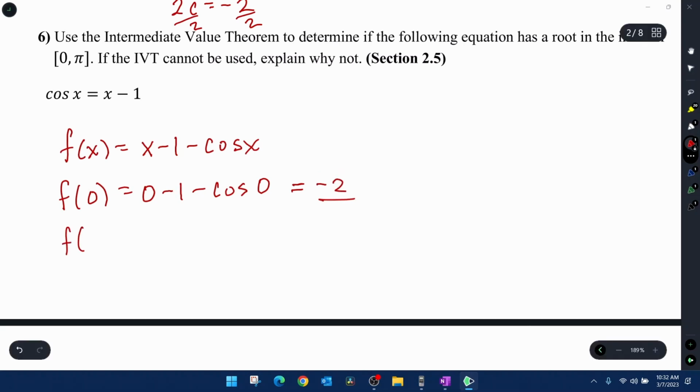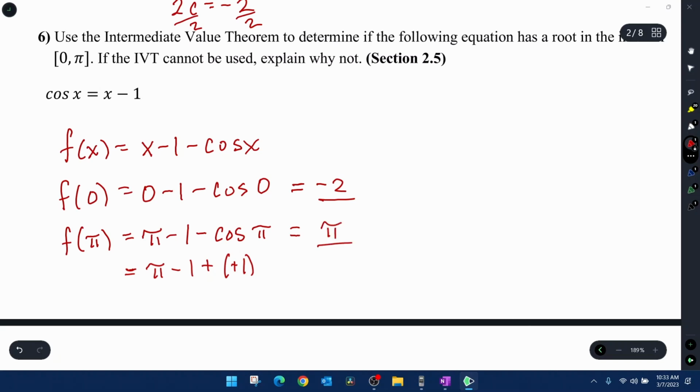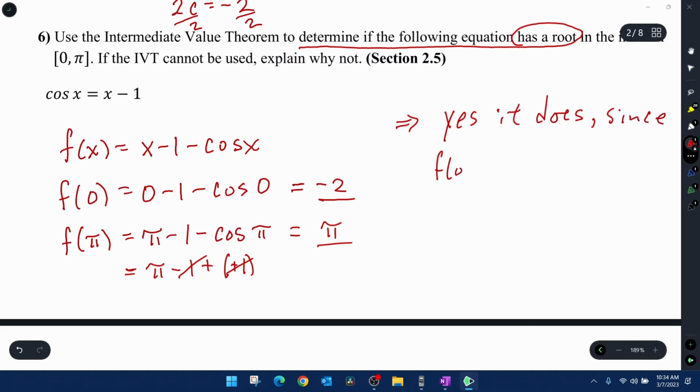And then f of pi. Pi minus 1 minus cosine of pi. So then that's going to be pi minus 1 minus a -1. But minus a negative is going to make that a +1. And can y'all see the -1 and the +1 are effectively going to cancel? Yeah. Did my function values have opposite signs? And then that implies, yes, it does, since f of 0 and f of pi.